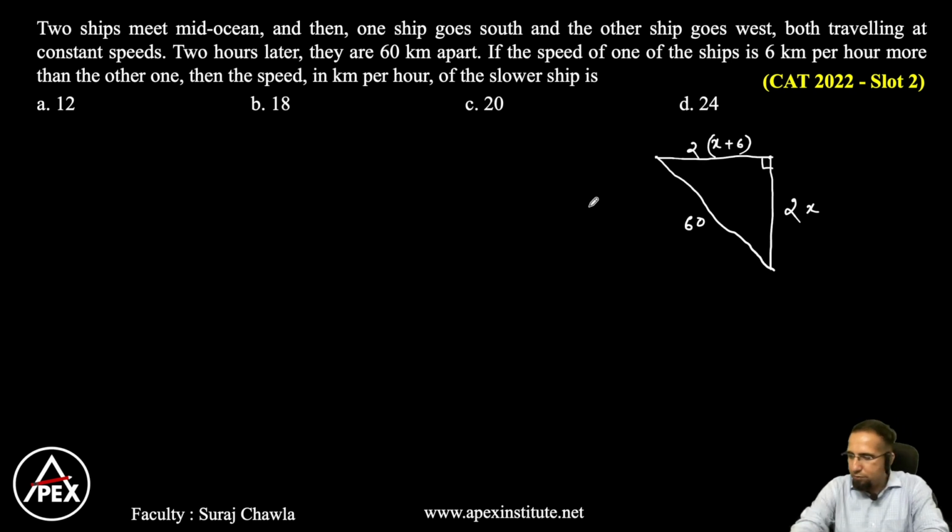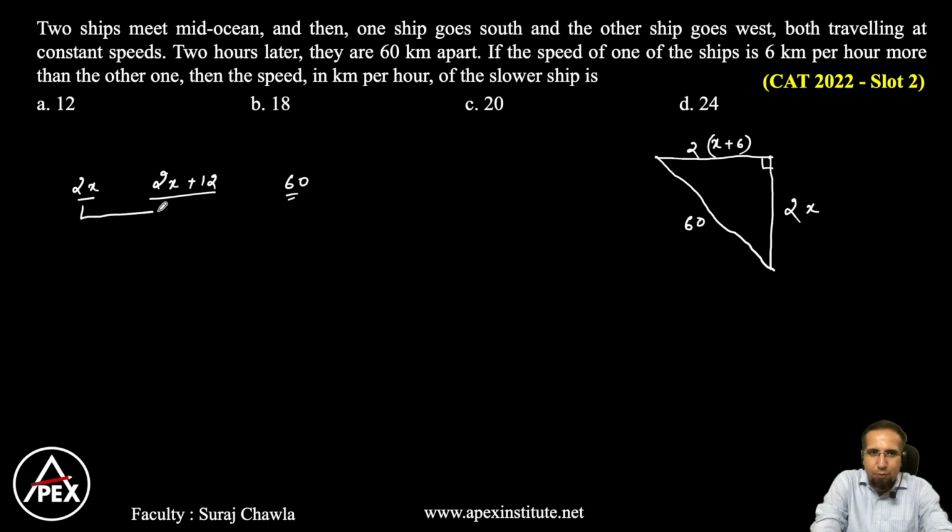Clear? So therefore, this becomes a distance that is 2 into x plus 6. Now, whenever we have a right angle triangle, the first thing we try to use is the triplets, right? Now, one more thing that we need to understand is if one of the sides is 2x plus 12, clear? And the other side is 2x and the third side is 60, and 60 is the hypotenuse. That means the difference between these two sides is going to be 12 kilometers.